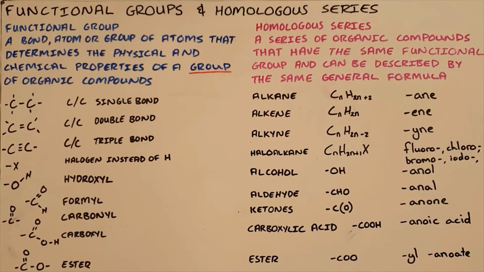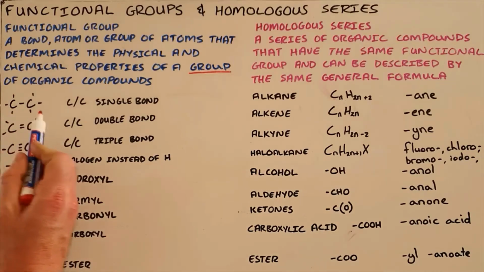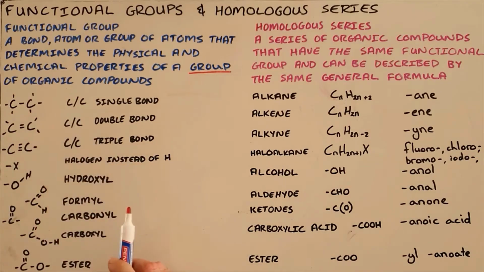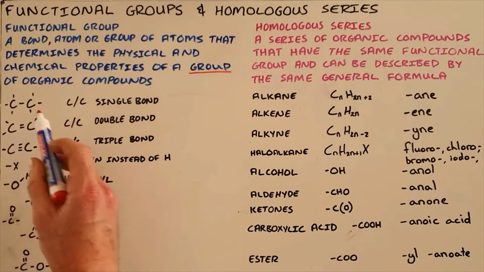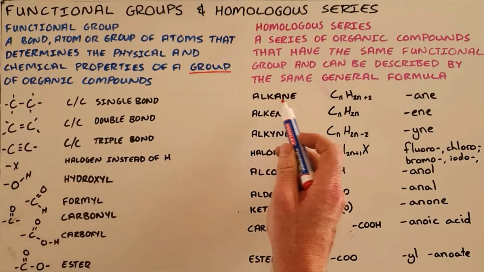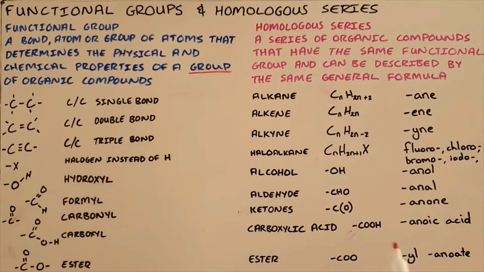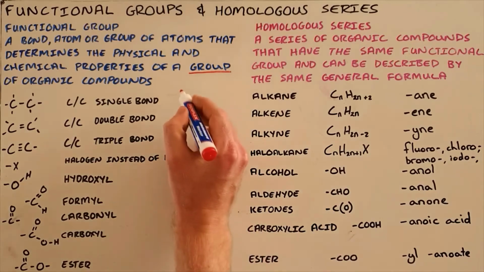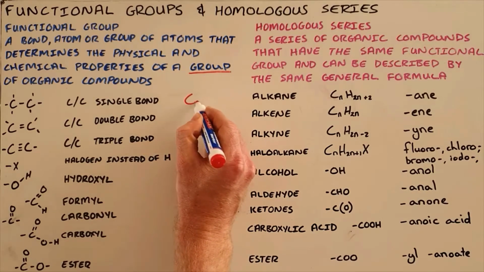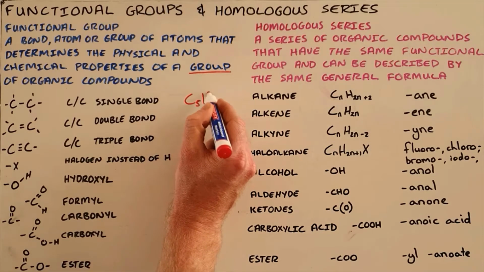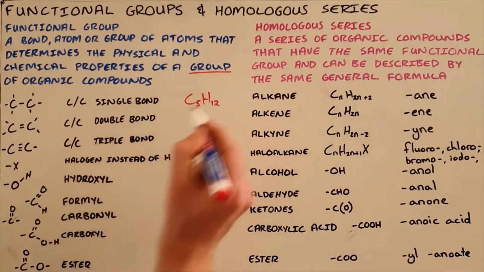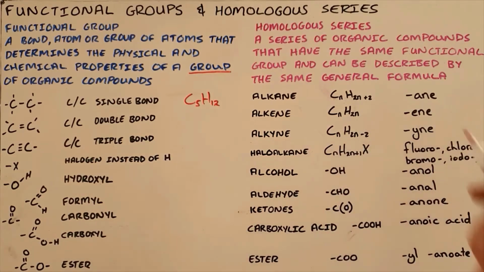So the simplest molecule that we find has a functional group that is a carbon-carbon single bond, and we say that the functional group is the carbon-carbon single bond, and the homologous series is the alkane. The general formula tells us that it is always CnH2n+2, which tells us that if you have a compound that has 5 carbons, then it would have 2 times 5 plus 2, that being 12 hydrogens, and alkanes always get the suffix -ane.